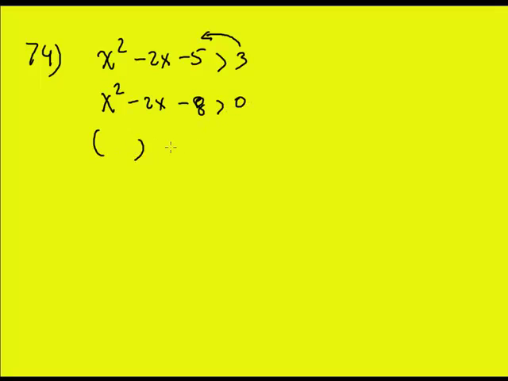Then I'm going to try to factor. Hopefully I can factor. Sometimes you can't, and then you have to use the quadratic formula. Factors of negative 8 give me negative 4 and plus 2. That will work. That will give me the middle term. So my critical numbers are 4 and negative 2.